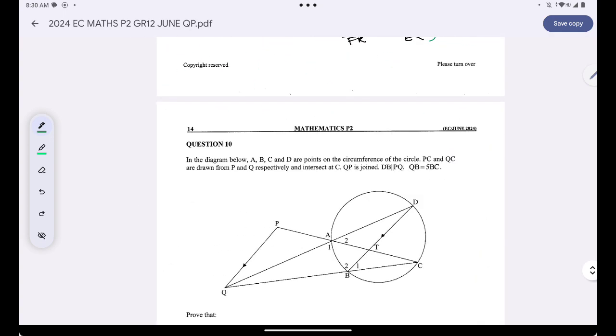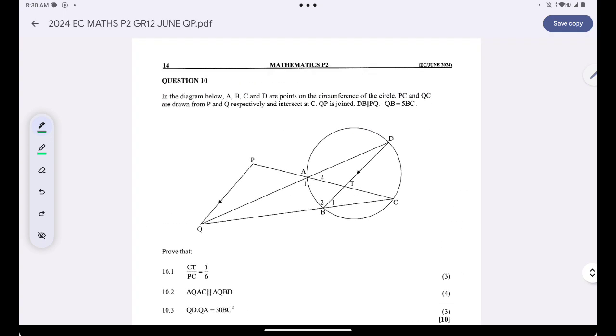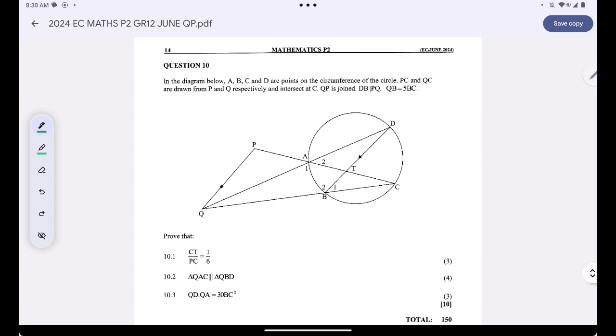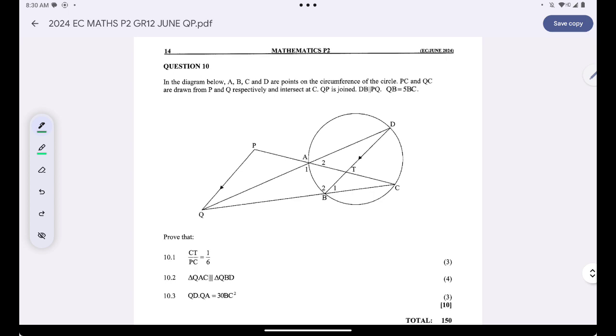Okay, now let's move on, guys, to question 10. Question 10, I'm given the diagram below. I'm told that A, B, C, and D are points on the circumference of the circle. PC and QC are drawn from P and Q respectively and intersect at C. I'm also told that QP is joined. DP is parallel to PQ.